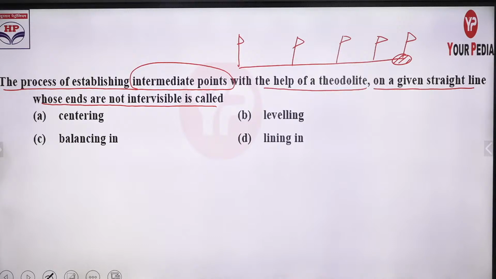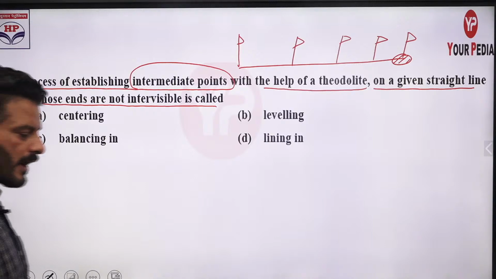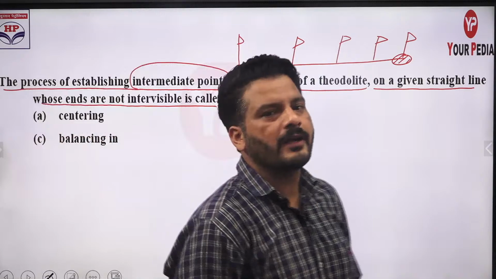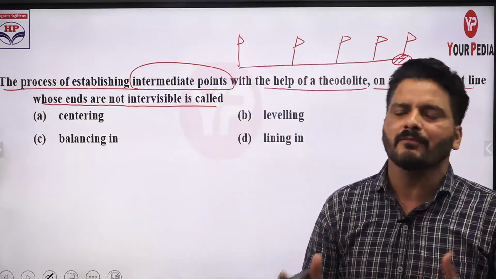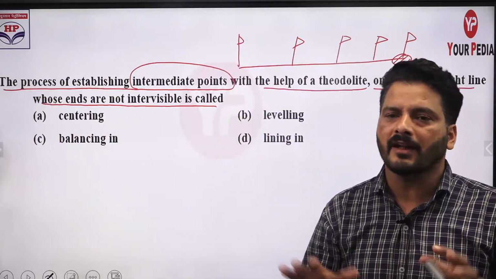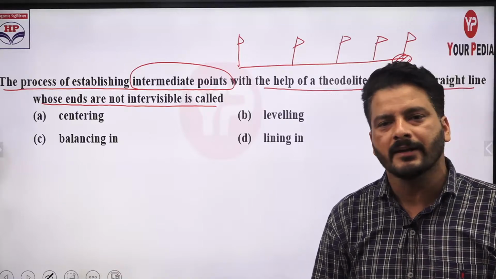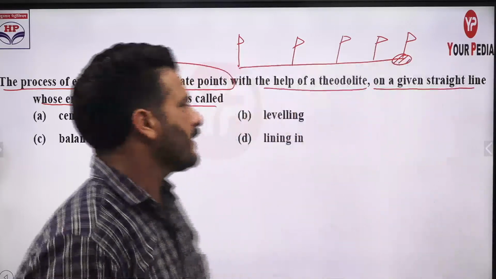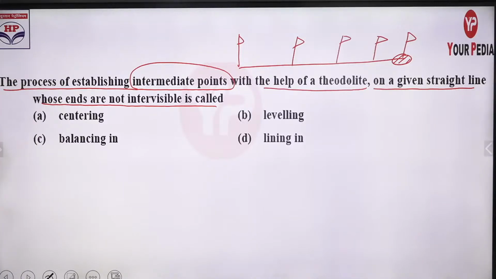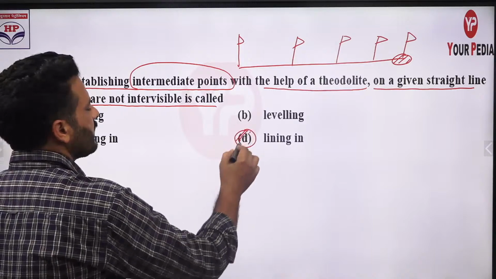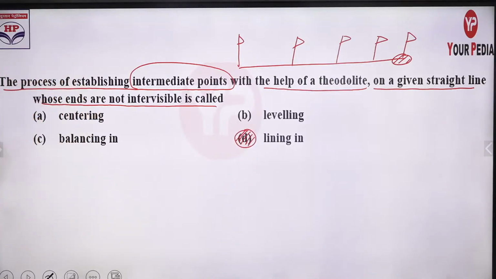Centering? No, centering is basically transferring the station point onto the ground or the ground point onto the station. Like in plane tabling, we have some point and we are transferring it to the ground with the help of a fork and plumb bob. Okay, plumbing, you have the fork. Leveling, you know very well, is to make the instrument properly horizontal. We have the bubble, and we are bringing the bubble to its center. So of course lining in is the option D. Yes, D is the answer. Fine, D is the answer.